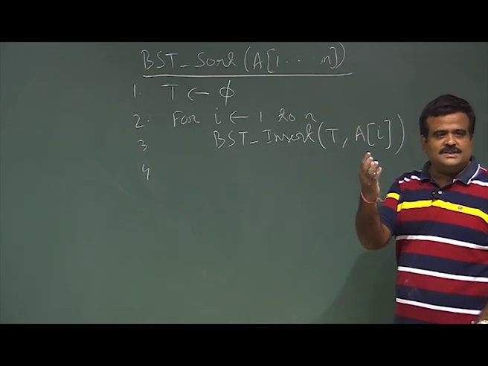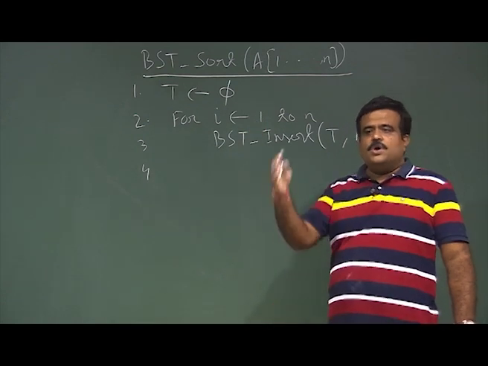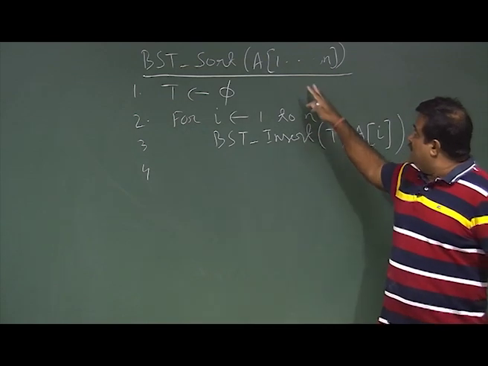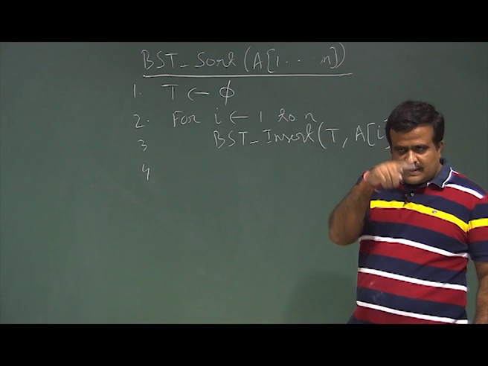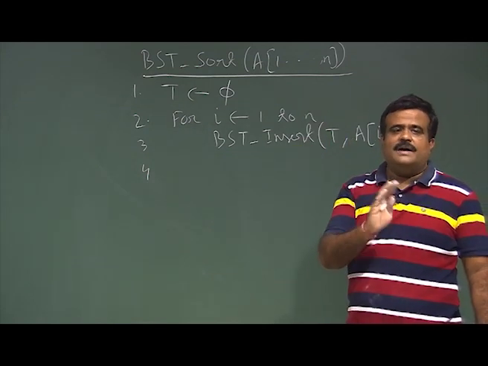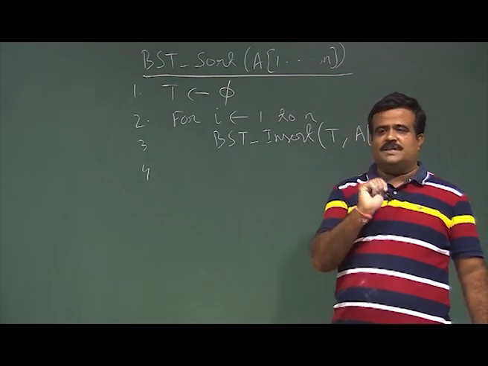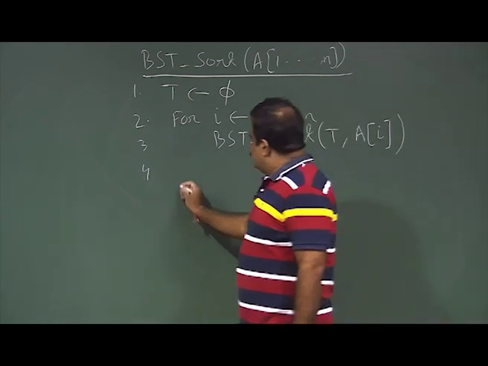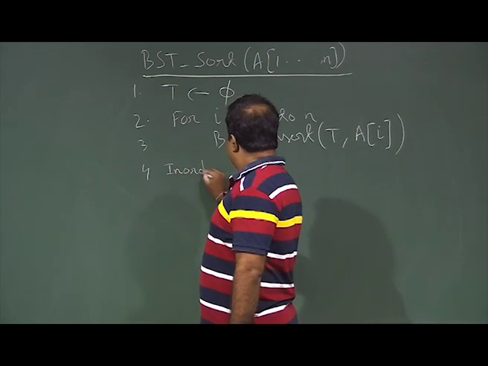If the tree is initially empty, then the first node will be the root, and in the subsequent steps we start with the root. If the element is less than that, we go to the left subtree of the root, otherwise we go to the right subtree, and this way we continue until we reach a nil or leaf node. Once we reach a nil, we insert that node there. So this is basically the BST insert, and then we do the in-order tree walk.